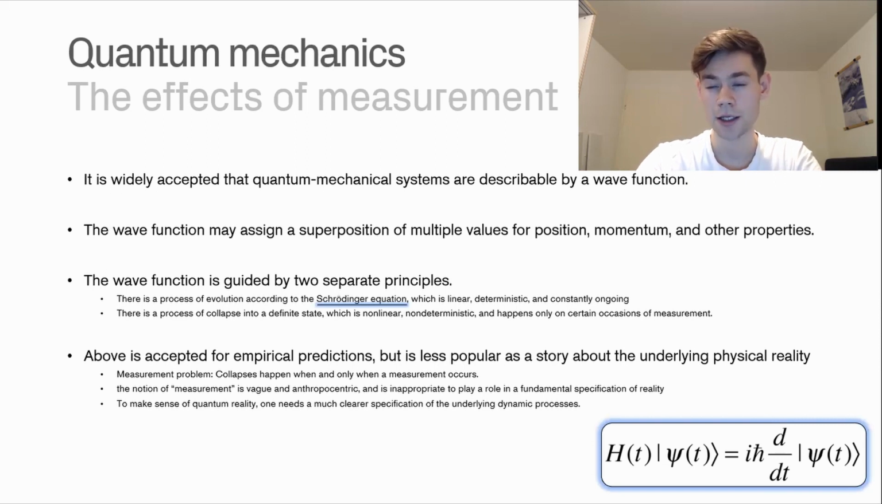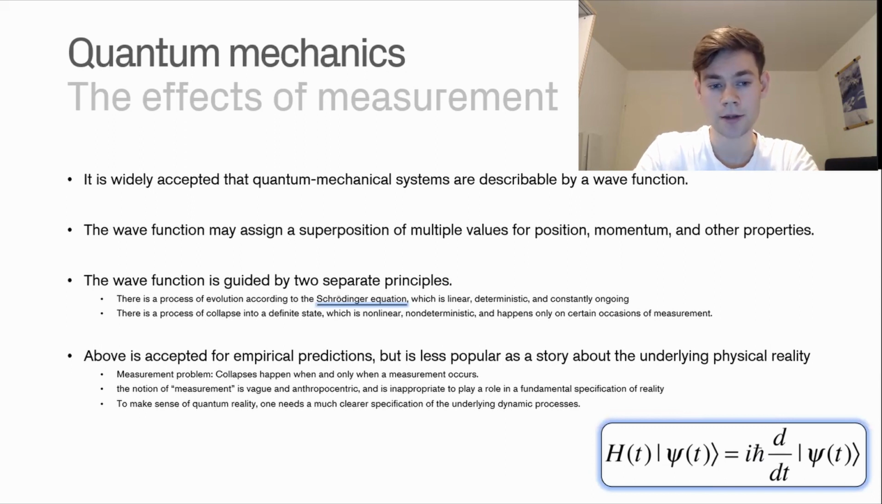And the wave function is then driven by two separate principles. In time, the wave function evolves according to the Schrodinger equation. It's perhaps the most famous equation in physics, and you can see it down here to the bottom right, and it describes how the wave function develops through time. And it's linear, deterministic, and constantly ongoing. So that's the one part of this picture.